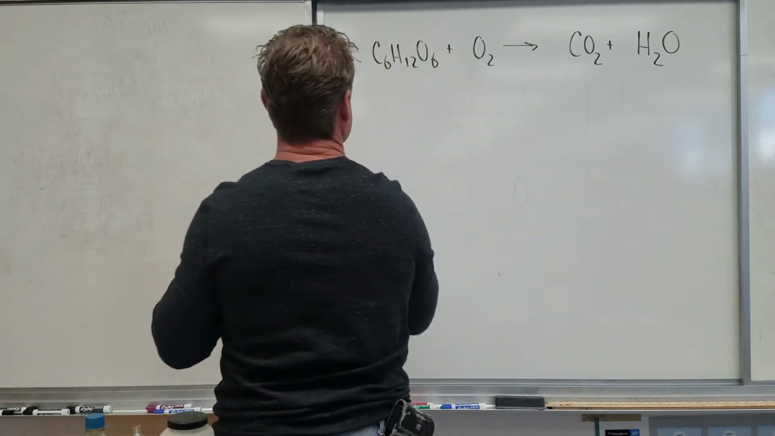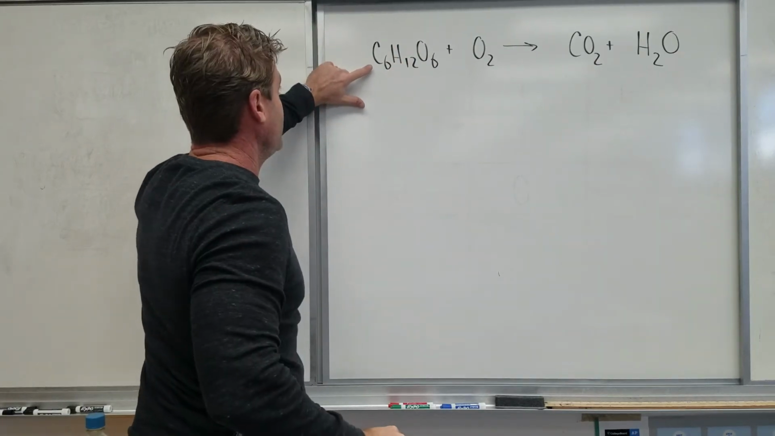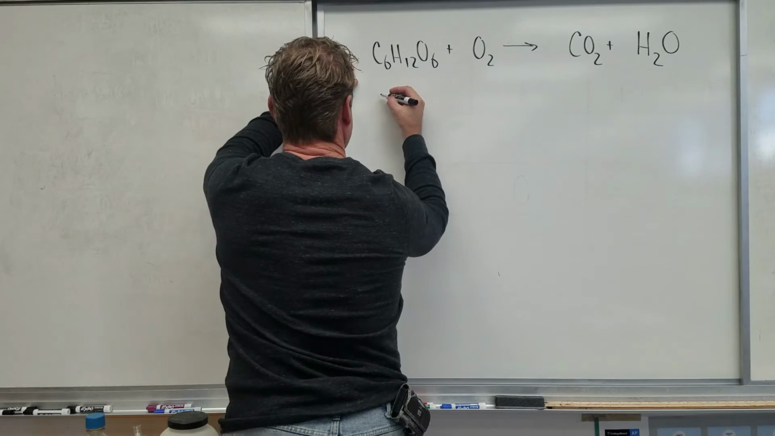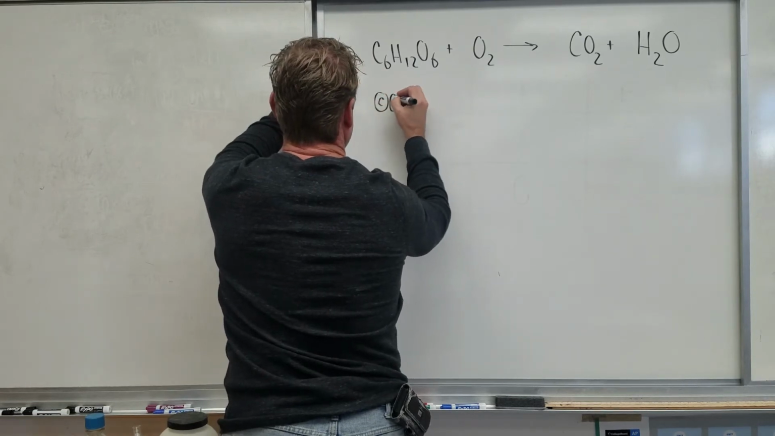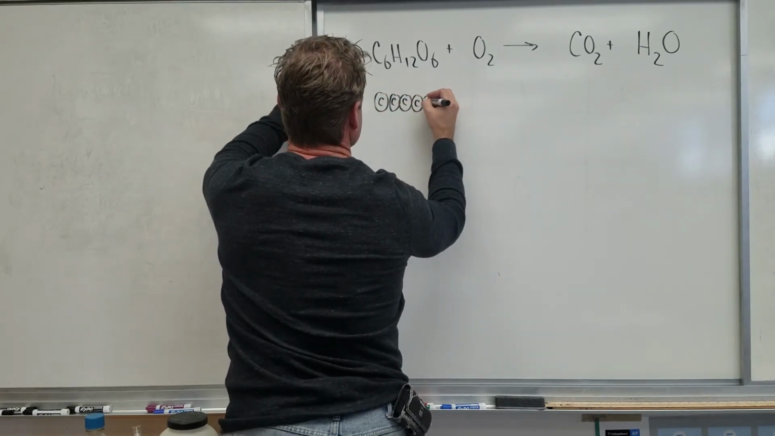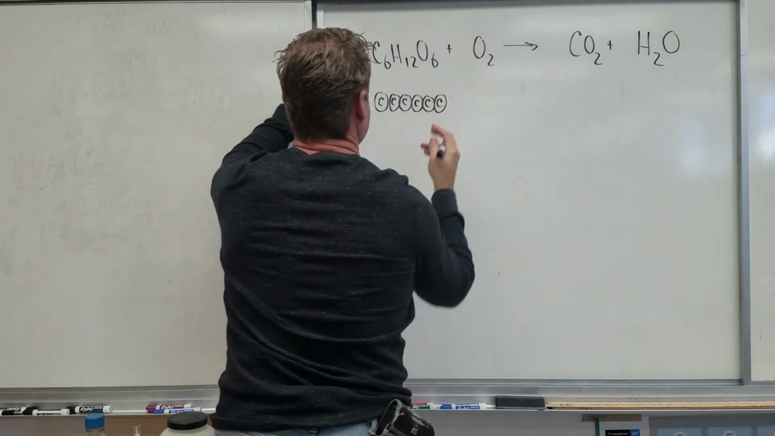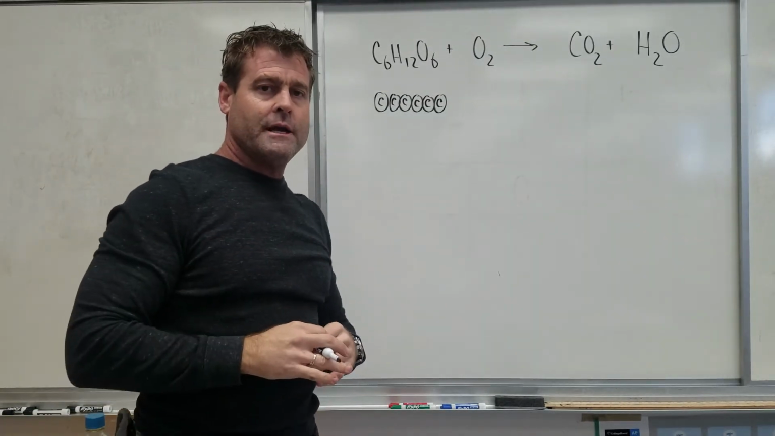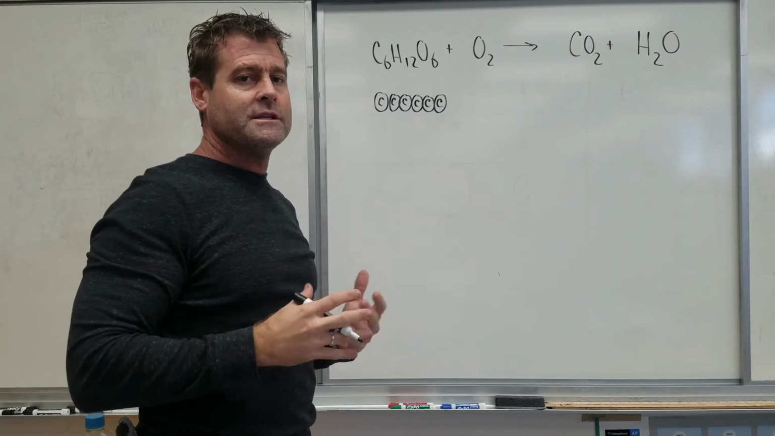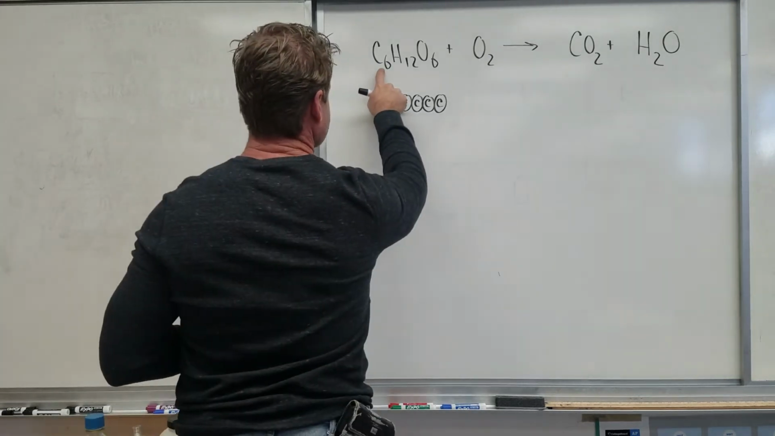So look at the glucose molecule. Glucose has 6 carbon atoms. So I'm going to draw 6 carbon atoms. You don't have to draw it the way we do Lewis structures; we don't care about Lewis structures right here. All we want to do is account for all of the atoms. So we notice it's got 6 carbon atoms.